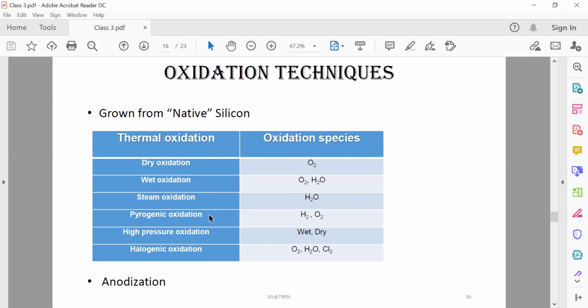Okay, next is pyrogenic oxidation. Here basically pyrogenic steam is used. What is that? That is hydrogen and oxygen used separately. Okay, and then they will form the H2O molecule, and that H2O molecule will act as the oxidation species. So what is the difference between steam and pyrogenic oxidation? The difference is that in steam oxidation, water vapor is used, but here gas is used. Here water vapor is used, here gas is used.